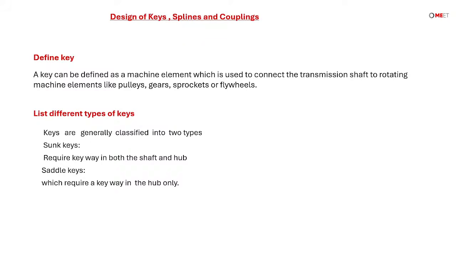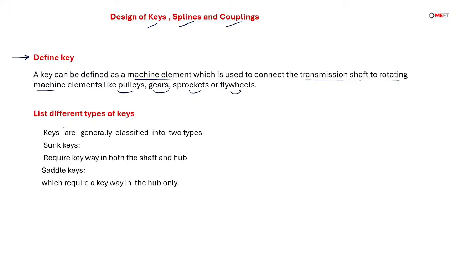This session is dedicated to discussing the questions and answers from the chapter Design of Keys, Splines and Couplings. The first question we have is: define the key. A key is a machine element which is used to connect the transmission shaft to rotating machine elements like pulleys, gears, sprockets and flywheels.